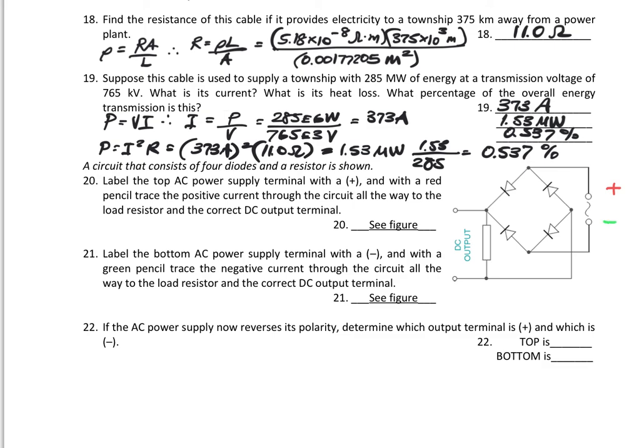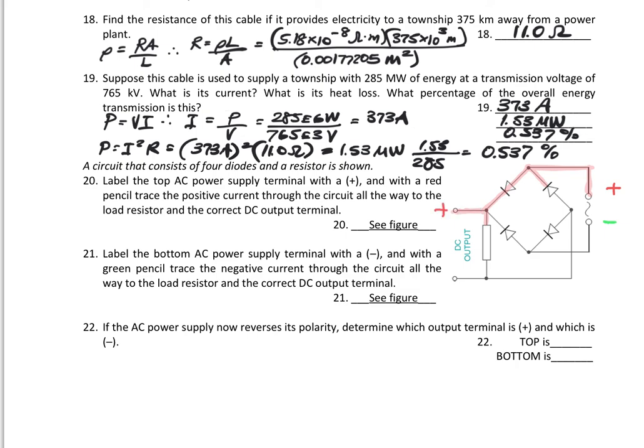So we go from the positive terminal coming across here, and then it stops at that diode because that's not the correct direction. But the positive does transfer through this diode up to the load, and this creates a positive terminal here.